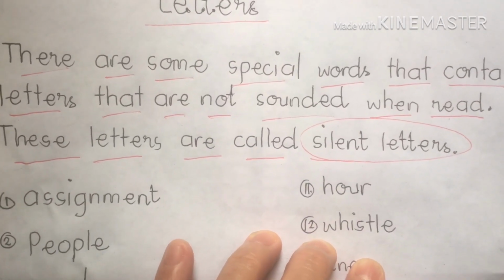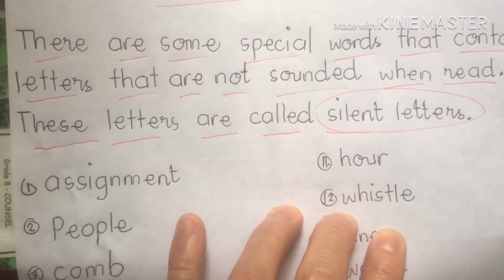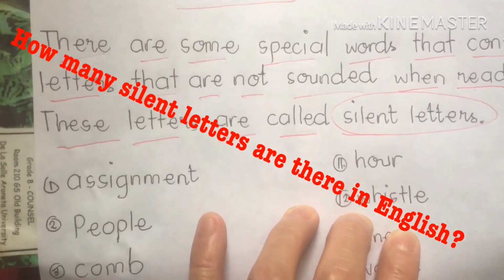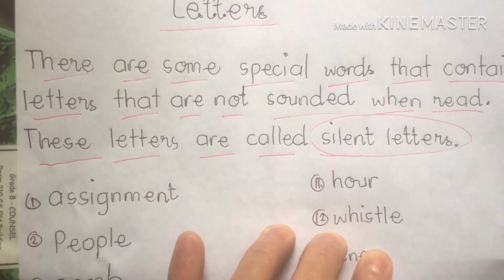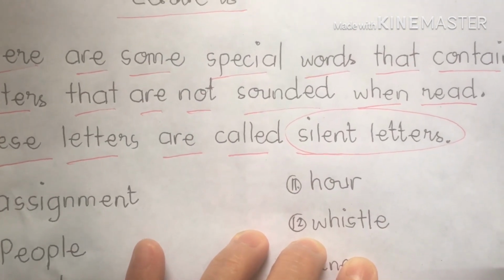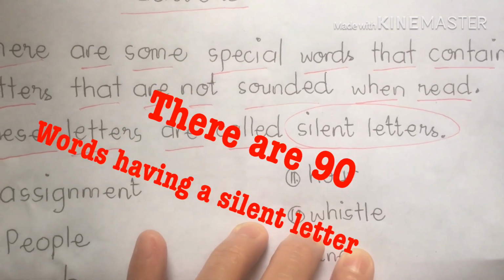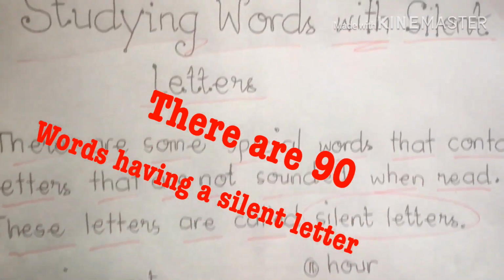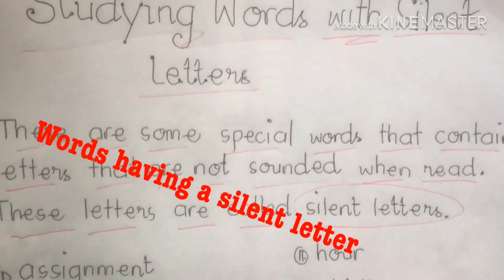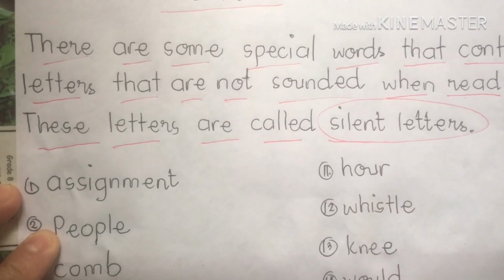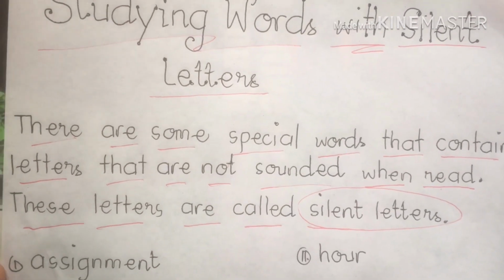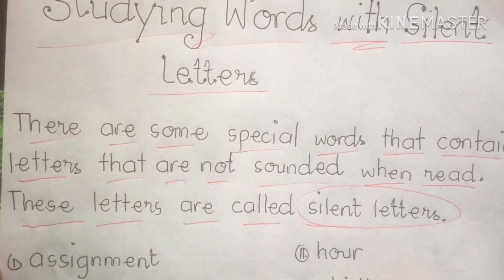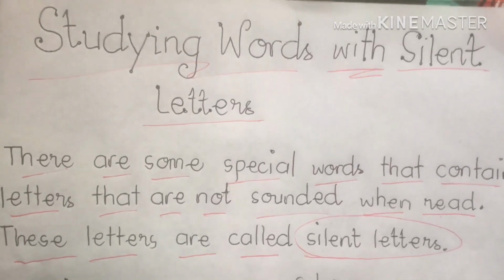we have a question: how many silent letters are there in English? And what is the answer? Think of it. I will give you a minute to answer. How many silent letters are there in English? The answer is we have 90 words having silent letters in English.